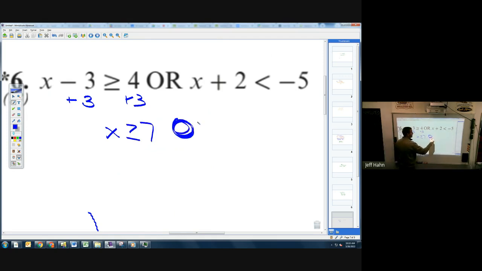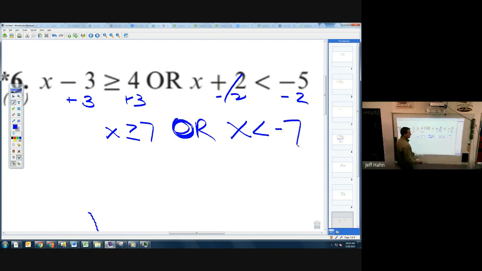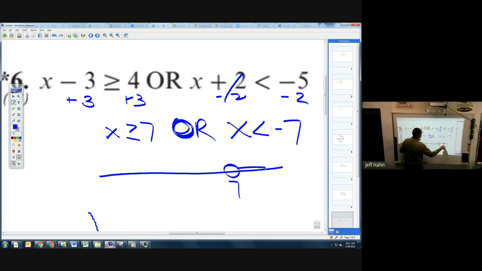OR means that the arrows are going to go off in different directions. Subtract 2, x is less than negative 7. When I graph it, what's going to happen here? You're at positive 7, open circle, goes off in this direction because x is greater than 7. And you're at negative 7, open circle.